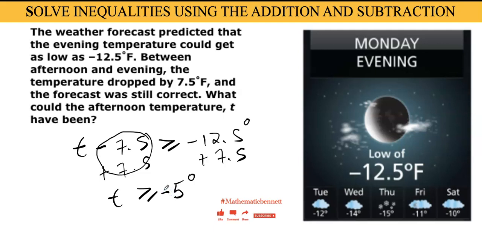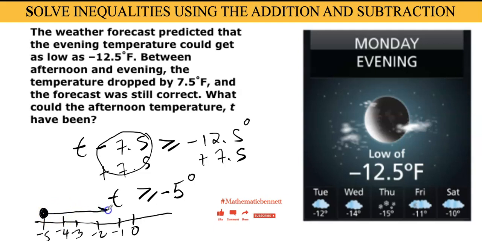So the afternoon temperature would have to be negative 5 degrees or greater for it to meet this condition. How would it look on the number line? We draw our number line. We have 0, negative 1, negative 2, negative 3, negative 4, negative 5. So we put the circle at negative 5, and you notice it's equal to, so we have to shade that circle. And since it's greater than, we'll go to the right. So that's what our number line would look like. And remember, the values of t can be negative 5 or any value greater to satisfy this condition.